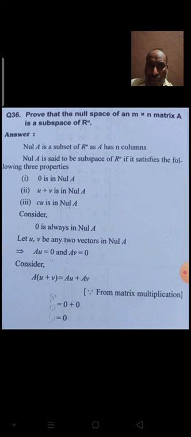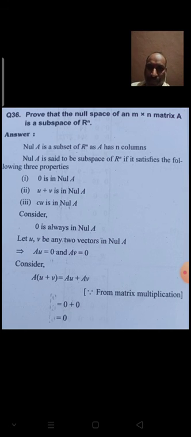Null A is said to be a subspace of R power n if it satisfies the following properties. First, 0 is in null A. Second, u plus v is in null A. Third, cu is in null A. Consider 0 is always in null A. Therefore, let u, v be any two vectors in null A. This implies Au equals 0 and Av equals 0.